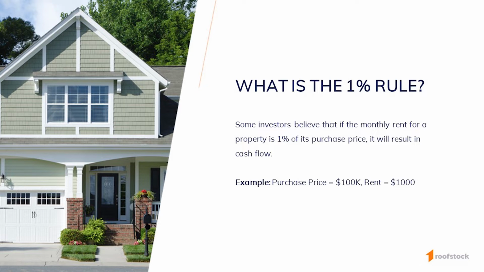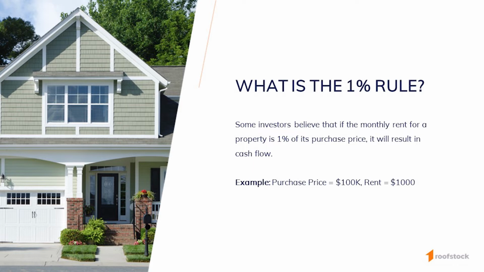So the 1% rule basically says you want the rent to equal at least 1% of the purchase price. So an example of that is the sales price is $100,000. You'd want the home to rent for at least $1,000. And this rule is typically seen as a good benchmark for will the property cash flow. So if it meets the 1% rule, a lot of investors say it will cash flow.